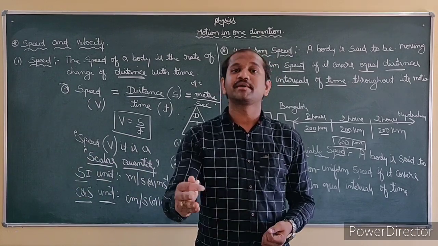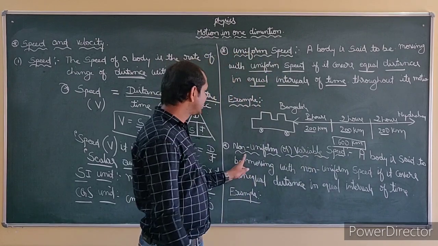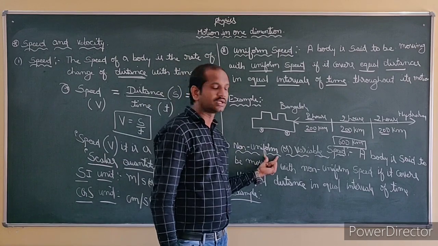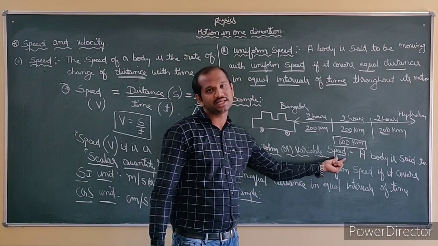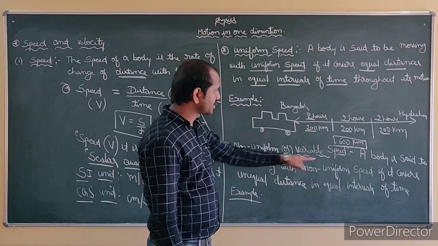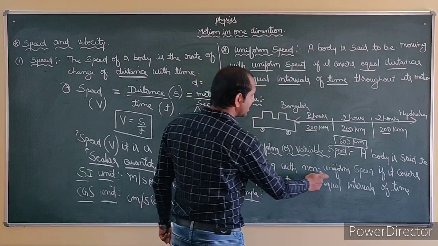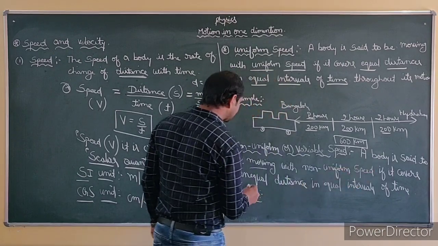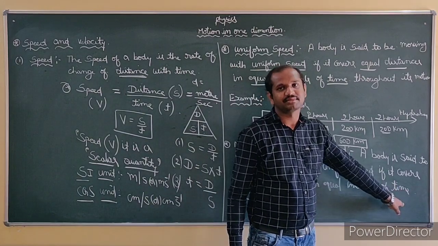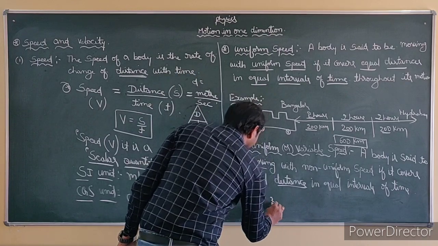Uniform speed. Now, if a body covers unequal distances in equal intervals of time, it is nothing but non-uniform or variable speed. Non-uniform we can call it, otherwise the other word is variable speed. Variable means it keeps on changing. Now, let us see an example. Sorry, the definition: the body is said to be moving with non-uniform speed if it covers unequal distances in equal intervals of time. Again, let us take the same example of the bus moving from Bangalore to Hyderabad.